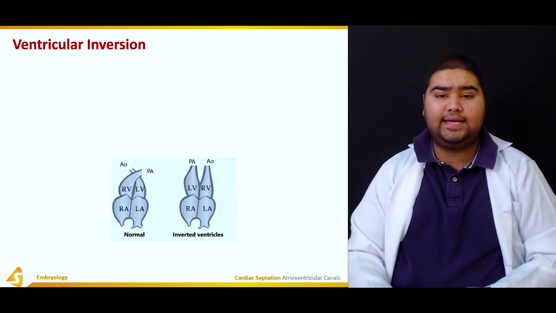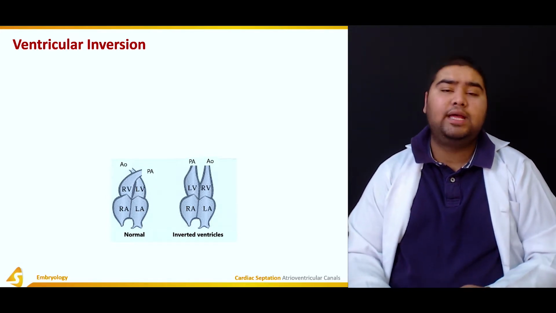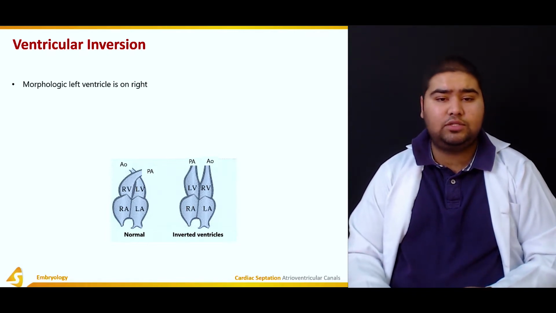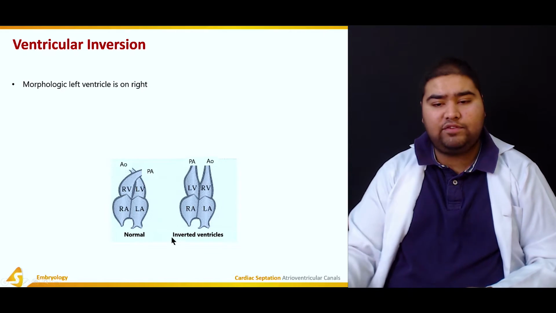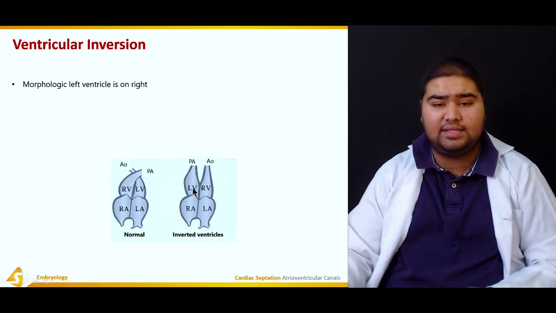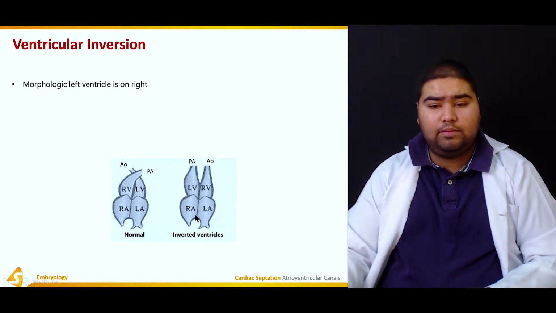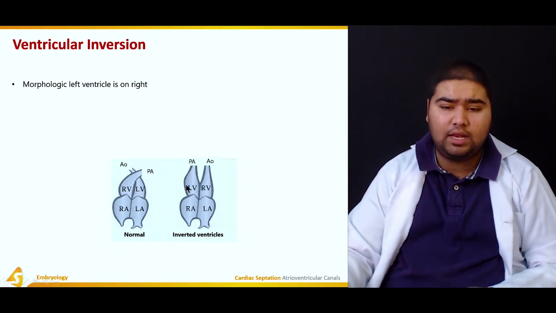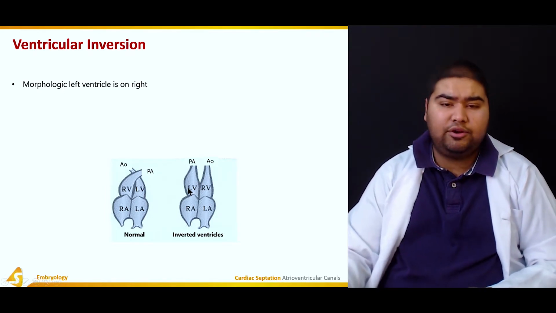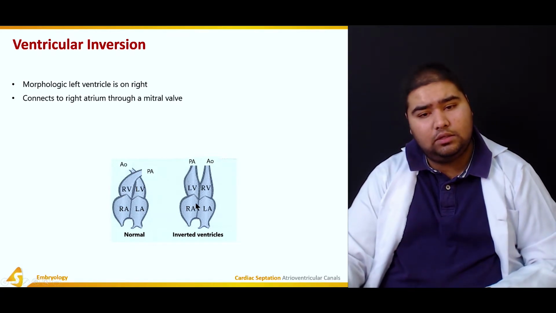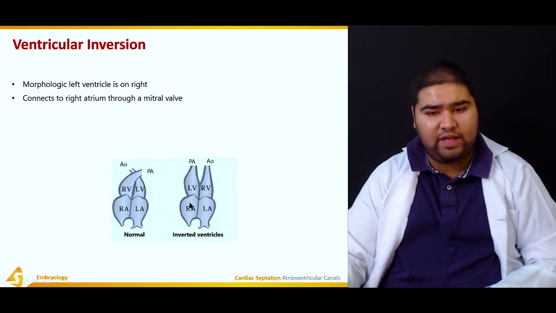Moving on, we have ventricular inversion. As is evident from the name, the ventricles are inverted in their position. So the morphological left ventricle is on the right side. In a normal heart, we have the right ventricle on the right side and the left ventricle on the left side. In this, we have the morphological left ventricle on the right side. It connects to the right atrium through a mitral valve.